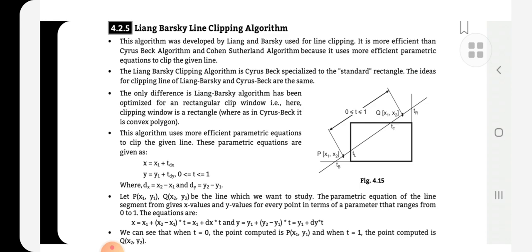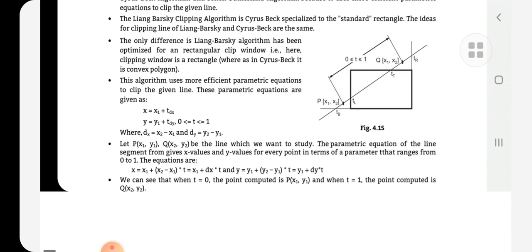Liang and Barsky have created an algorithm that uses floating point arithmetic but finds the appropriate endpoints with at most 4 computations. This algorithm uses the parametric equations for a line and solves inequalities to find the range of the parameter for which the line is in the viewport. The equations are x = x1 + t dx and y = y1 + t dy, where dx = x2 - x1 and dy = y2 - y1.